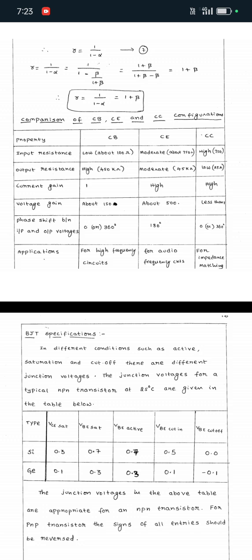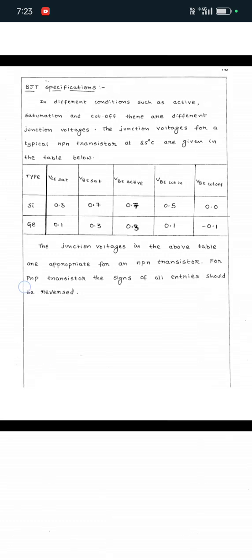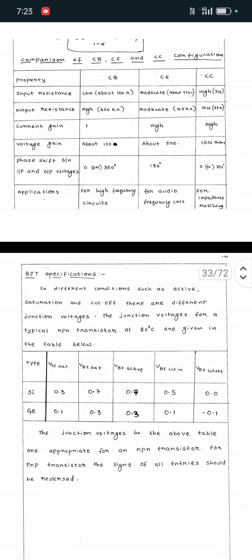The current gain of common base is 1, common collector is high, common emitter is high. The voltage gain of common base is about 500, common emitter is about 500, common collector is less than 1. And the specification of BJT in different conditions: active region, saturation region and cutoff region.